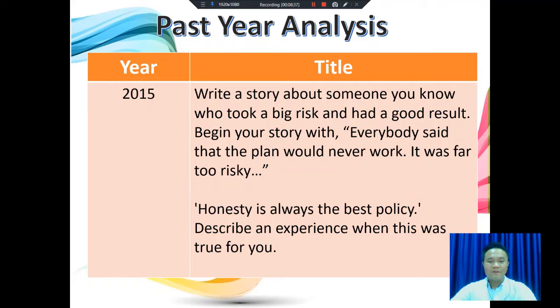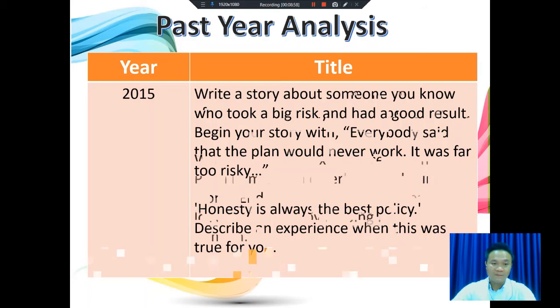Next one, we have this: "Honesty is the best policy," and describe an experience when this was true for you. So you have to try to write what is so good about being honest in this essay, and what is your experience of being an honest person. So that is 2015.